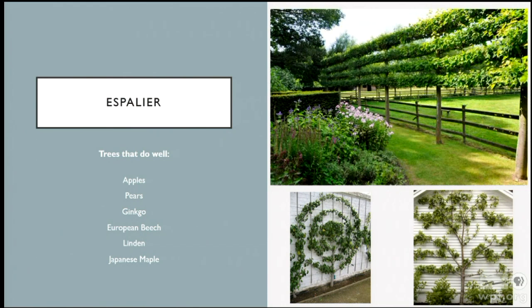So from there, we're getting into kind of an iffy area. We're talking about some things that we're going to train. With pruning, you can do espaliers. We can do just about anything you want. These are some good examples: apples, pears, ginkgos, beech, linden, Japanese maple. Japanese maple is a bit of a push, but if you're patient, you can get it there. But really for us, if somebody really wants an espalier, we're probably going to pick a pear, because most people go, oh, I want an apple. And I'm like, do you really?